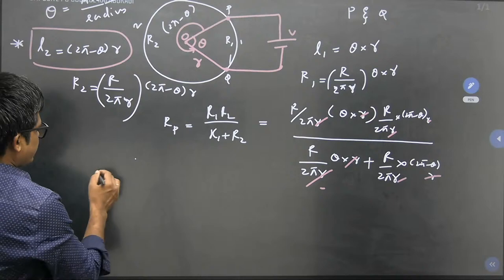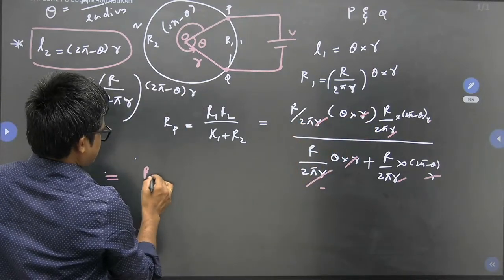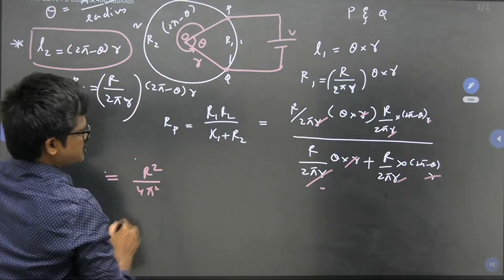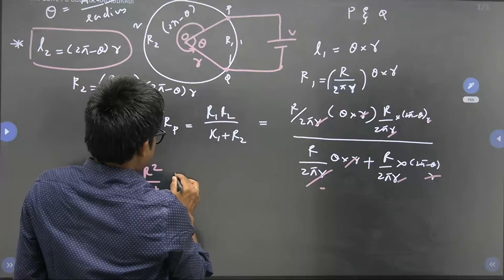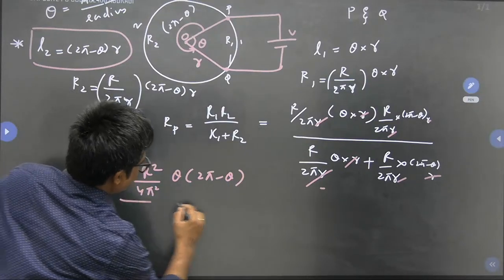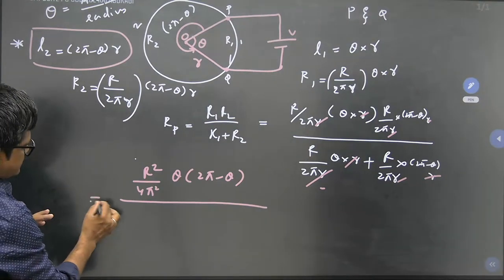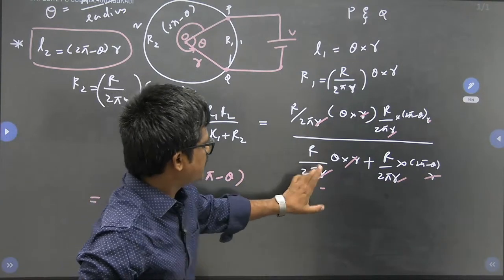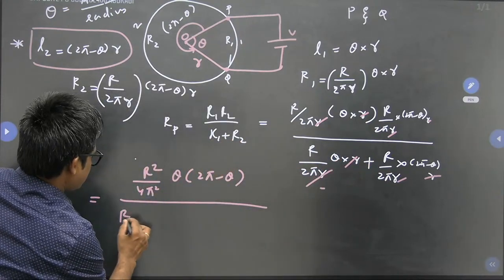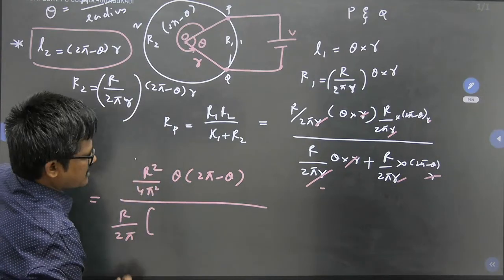What is remaining? Here it equals R into R, R square. Here 2 pi into 2 pi, it will be 4 pi square. Then what is remaining here? Theta into 2 pi minus theta, divided by, what is common I can take? R I can take common, no? And in the denominator, what I can take common? 2 pi.